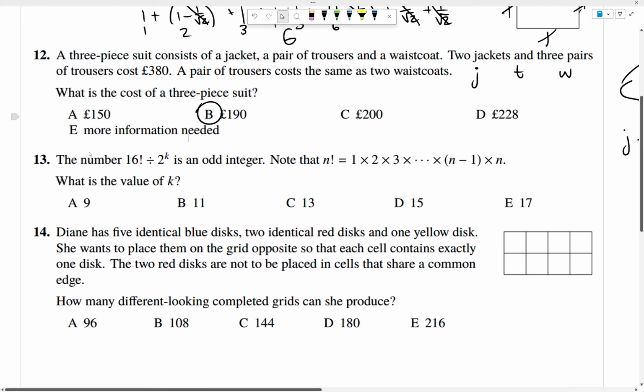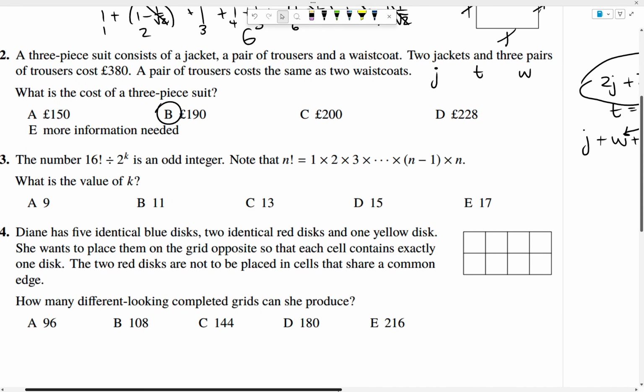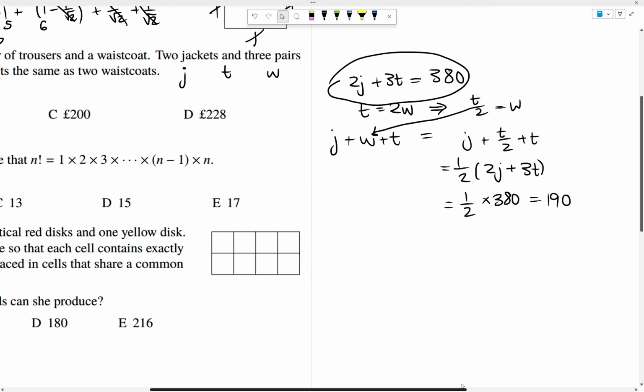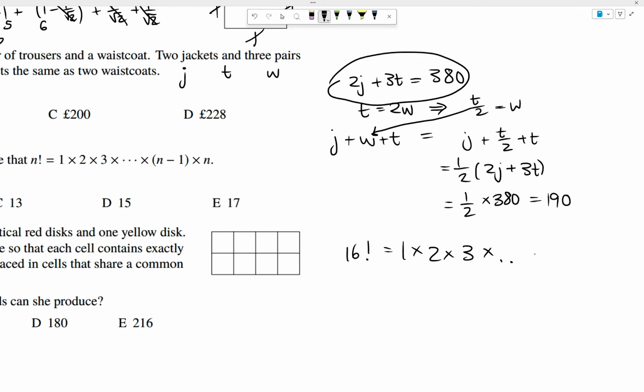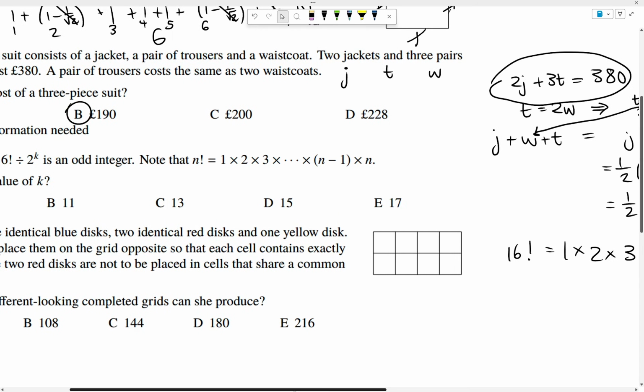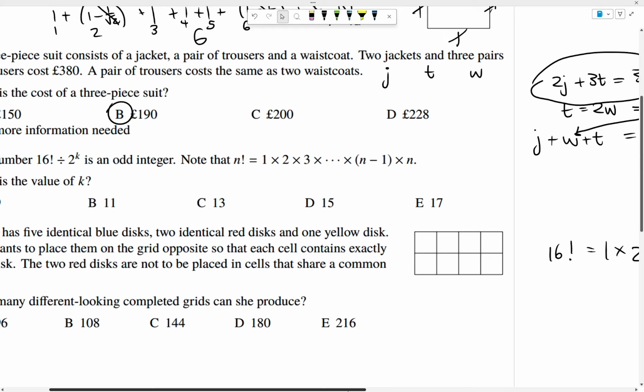So, question 13. The number 16 factorial divided by 2 to the power of k is an odd integer. And just in case you're not familiar with factorial notation, it gives it here. It gives that n factorial is equal to 1 times 2 times 3, all the way up until n. And it's asking for the value of k. So we have that 16 factorial is equal to 1 times 2 times 3, all the way up until 16. And we're given that when you divide it by some power of 2, we get an odd integer.